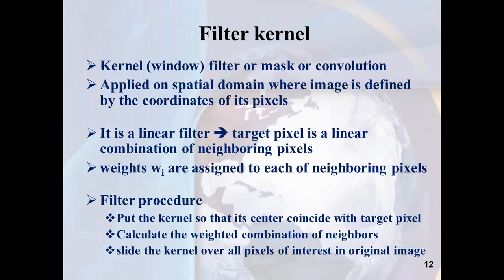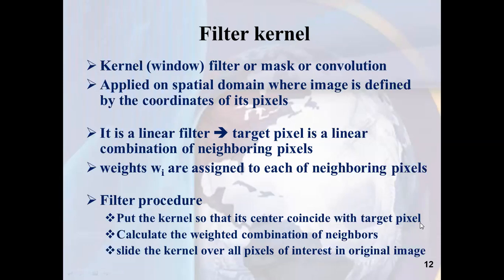This is what we call linear combination. While nonlinear, we can use any nonlinear function, such as squared, cube, power, logarithm, exponential, sine, and so on. And of course, we multiply by the weights, which are assigned to each neighborhood. So in the filter procedure, we put the kernel so its center coincides with the target pixel, as we said.